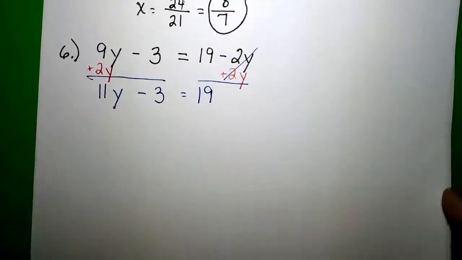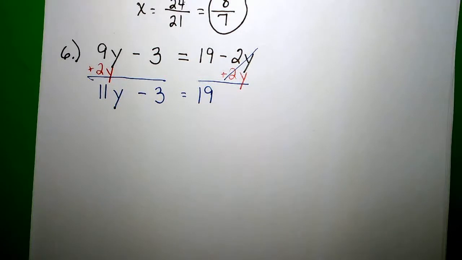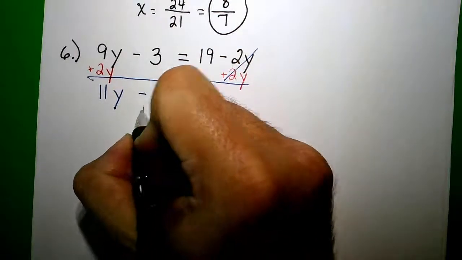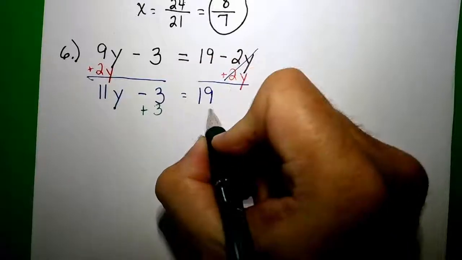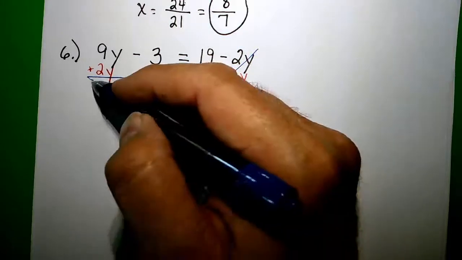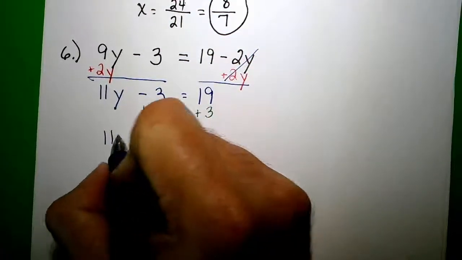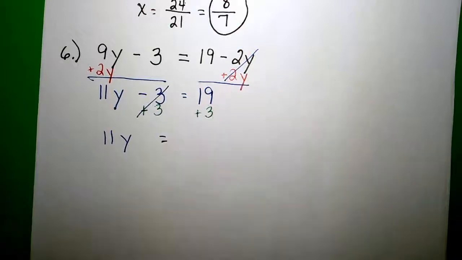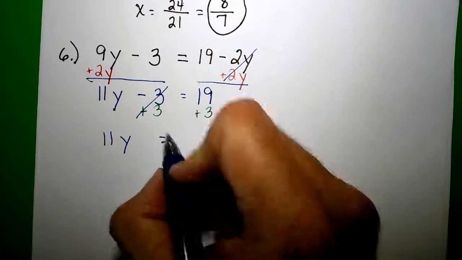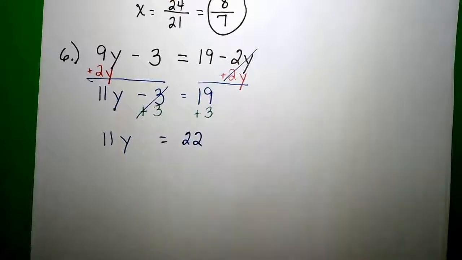So how do we solve 11y minus 3 equals 19? Well, opposite operation beginning with addition and subtraction. So add 3 to both sides, and we just have an 11y on the left. Notice how negative 3 plus 3 is 0. 19 plus 3. What's 19 plus 3 going to be? Is that a 22? Now, we know how to solve that.